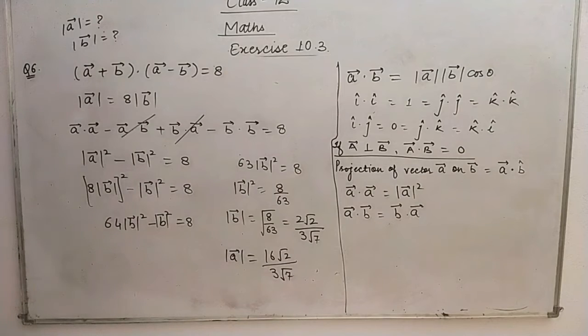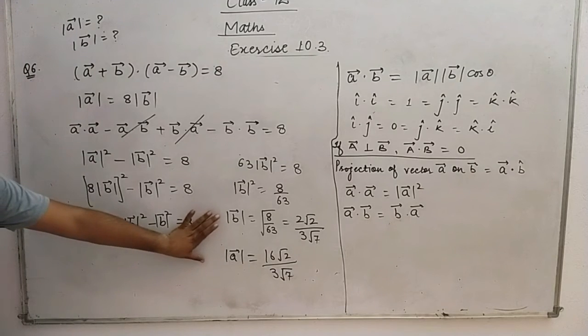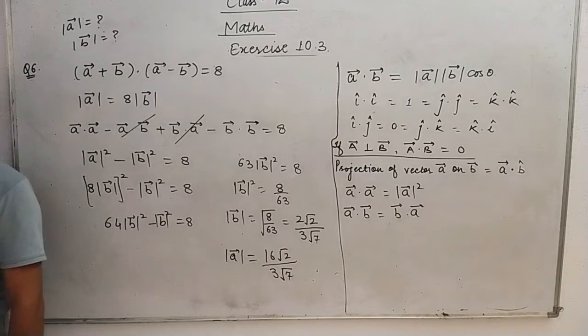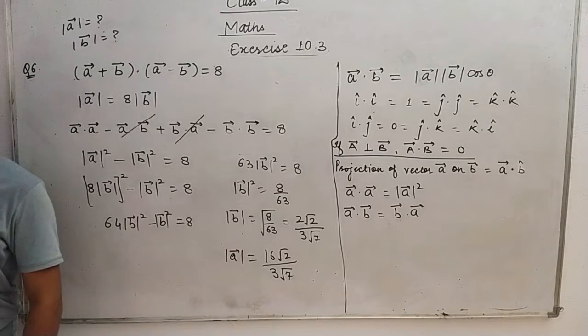Okay, that's your question number 6. Here you need to find the magnitude of A and magnitude of B, and we just calculated it in a very simple manner by using the basic properties of the dot product of vectors. Isn't it interesting? So now let us move to the next question.